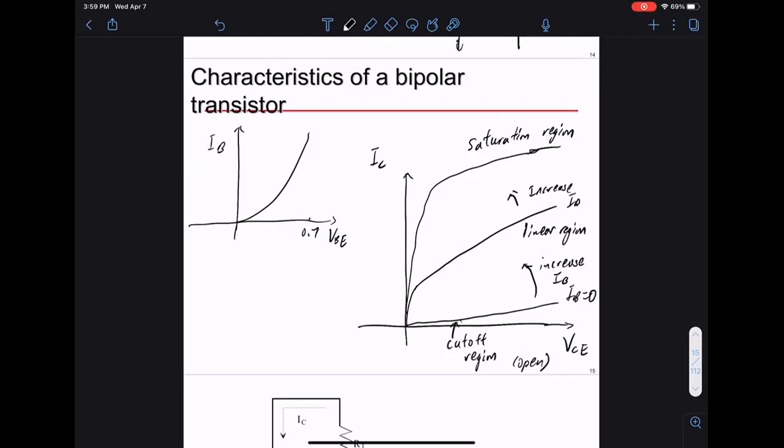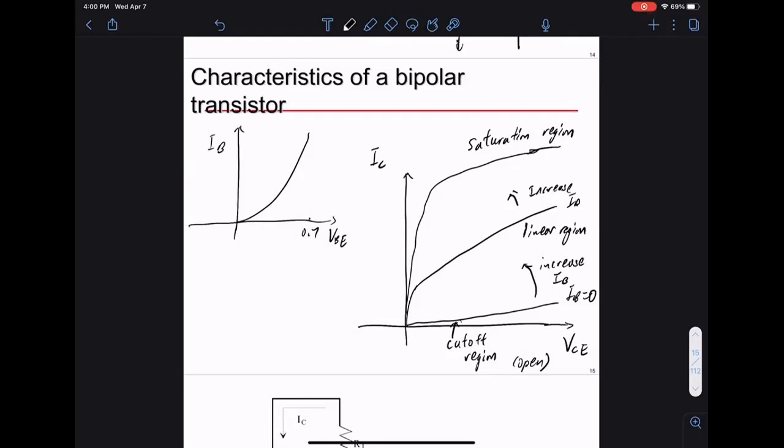So when IB is 0, that means the switch is open. Saturation region, switch is closed, right? Saturation means the switch is closed, but it's not a perfect switch because you're limited on the amount of current you can push through. You get to a max current. So it's not a wire. It doesn't exactly act like a wire at that point.